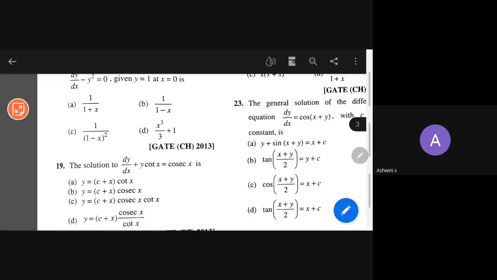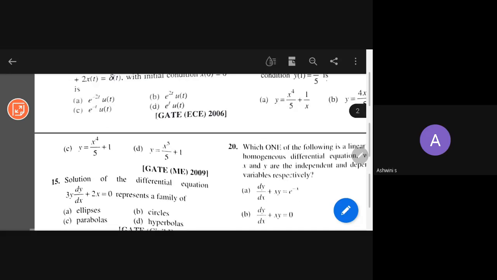19th is a linear equation where P is cot x and Q is cosecant x. You can try that, 19th question.